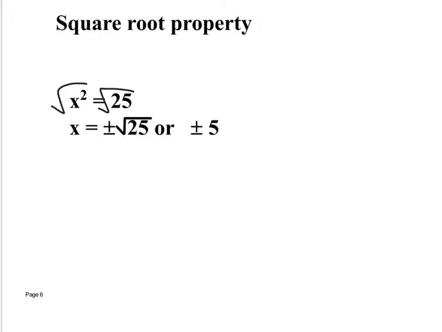So the square root of 25 is 5. So my answer is plus or minus 5, because positive 5 makes this a true statement and negative 5 makes a true statement. What's 5 times 5? 25. What's negative 5 times negative 5? 25. So I can solve something like this based off the square root property.